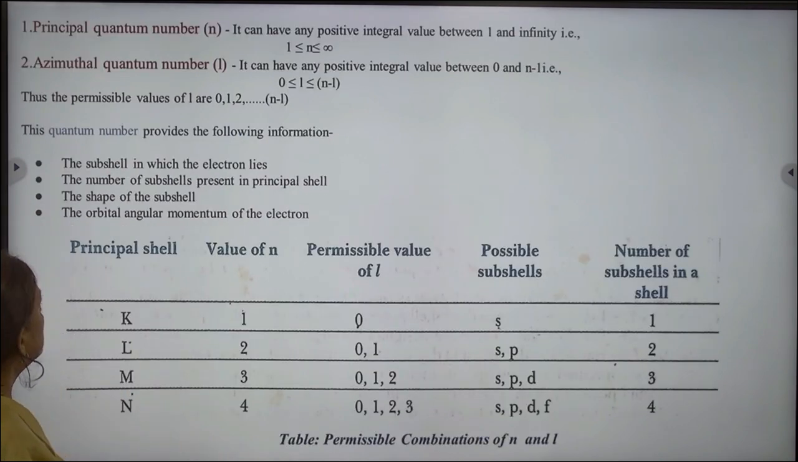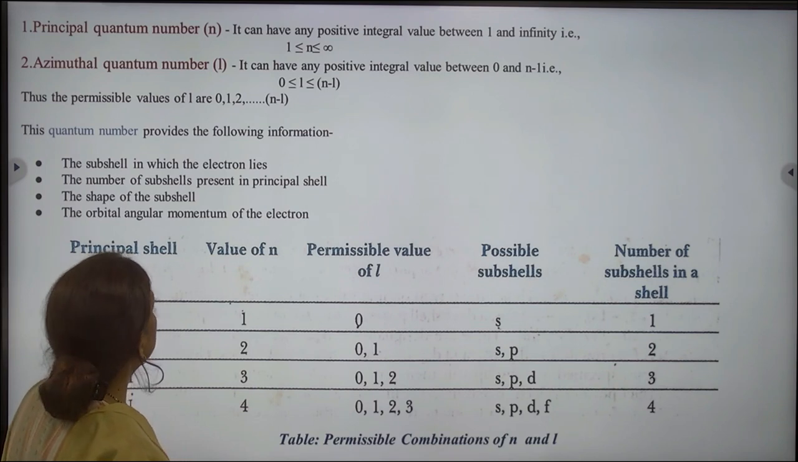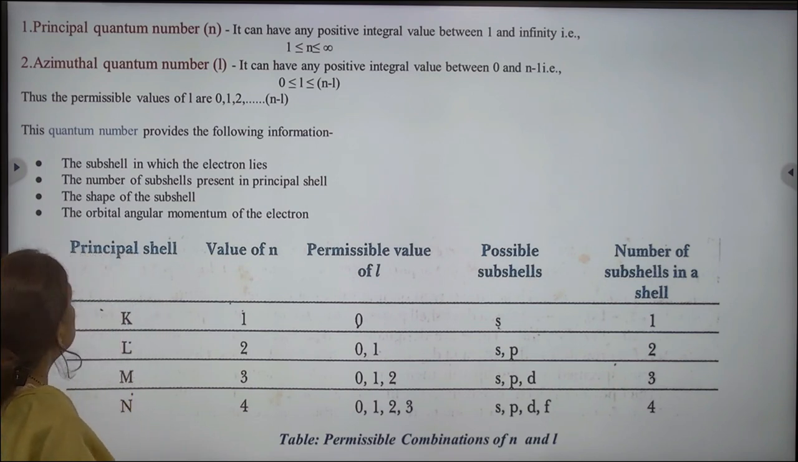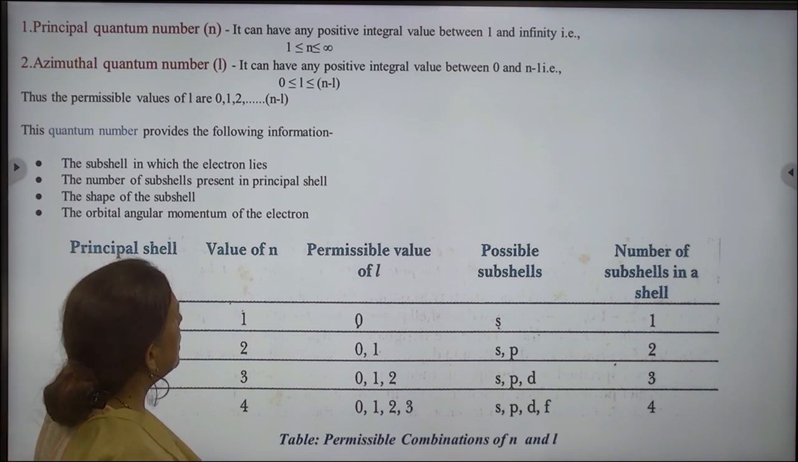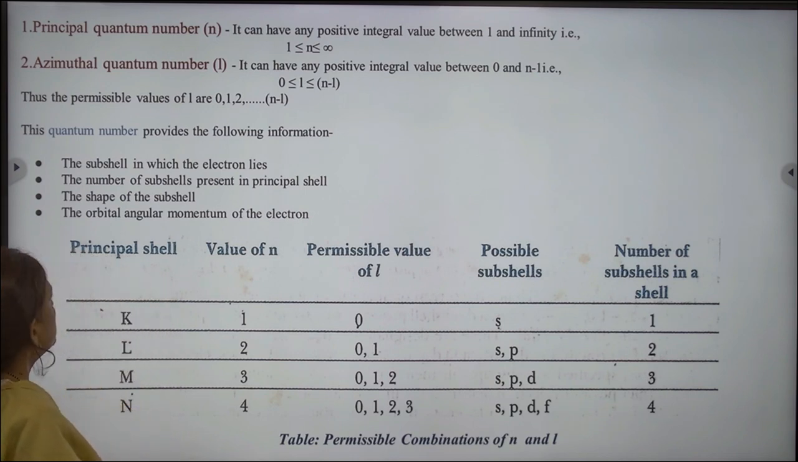Principal quantum number, it is represented by n and it can have any positive integral value between 1 and infinity. Azimuthal quantum number, it is represented by l. It can have any positive integral value between 0 and n minus 1. This quantum number provides the following information: the subshell in which the electron lies, the number of subshells present in a principal shell, the shape of the subshell, and the orbital angular momentum of the electron.